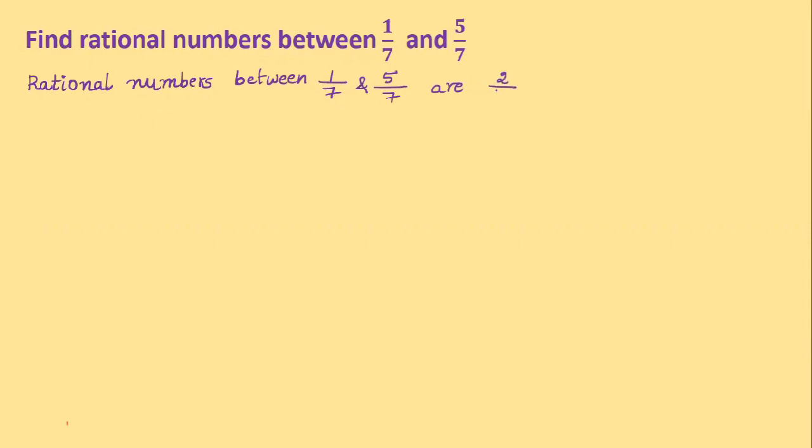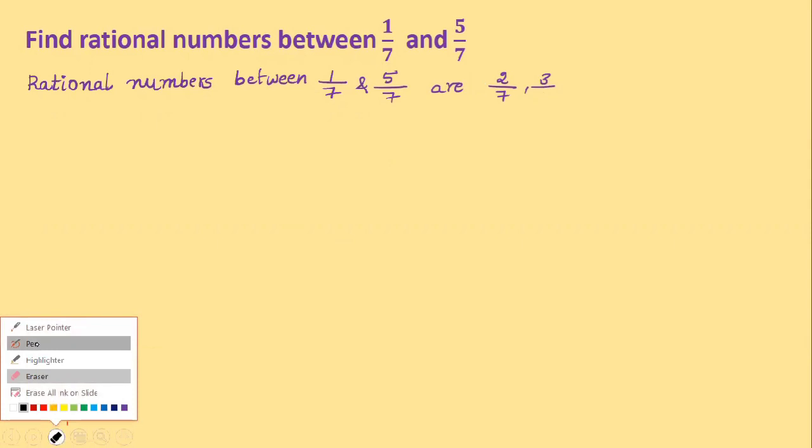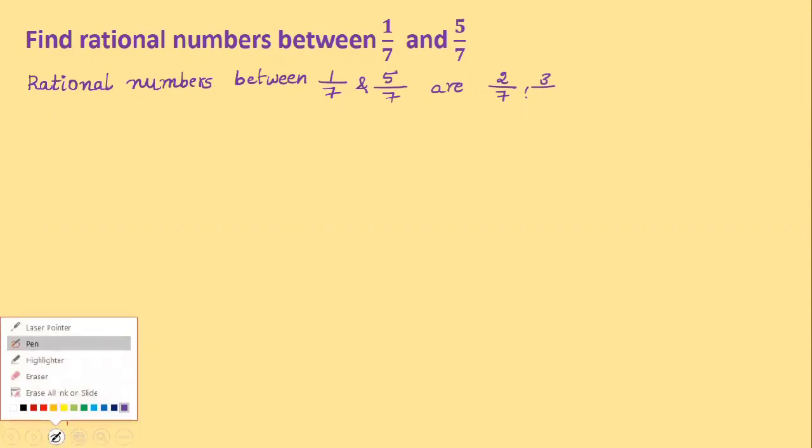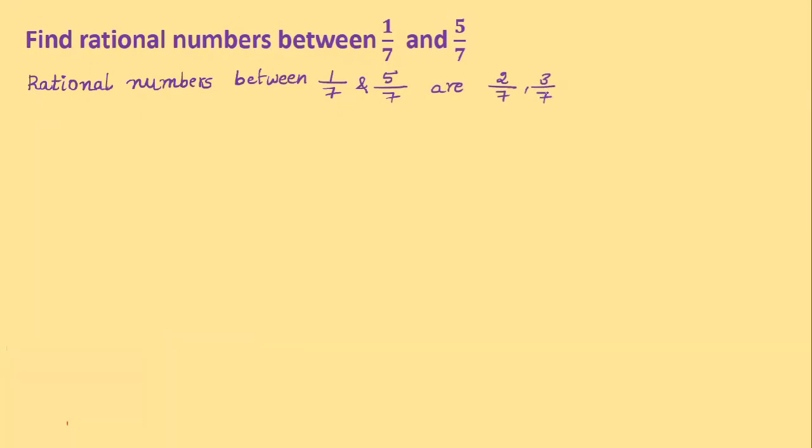Rational numbers between 1 by 7 and 5 by 7 are, look at the numerator. Here it is 1. So next number is 2. So 2 by 7 lies between 1 by 7 and 5 by 7. Next number is 3. Denominator is same. So 3 by 7. Next 4 by 7. We can write 3 rational numbers between 1 by 7 and 5 by 7. They are 2 by 7, 3 by 7, 4 by 7.